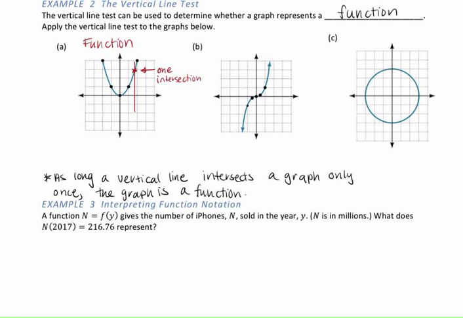Let's look at our second example. I drew my vertical line, and no matter where I draw a vertical line, you'll see it's only going to intercept the graph once. So this is also a function. Now let's look at example C. Now this is a tricky one because every place I draw a vertical line, except for here or here, I will intersect this circle more than once. So this is not a function.